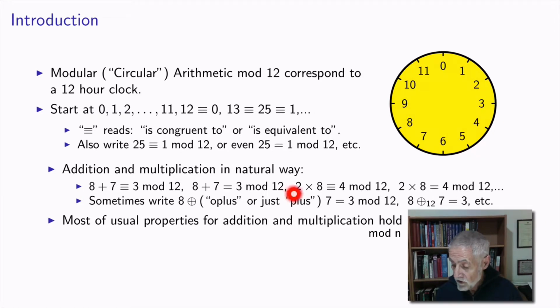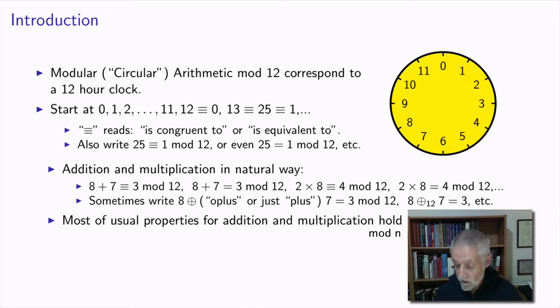And 2 times 8 is congruent to 4, modulo 12. Well, 2 8s are 16, and 16 is 12, which takes us back to 0, plus 4. And sometimes we'll write, consistent with our previous notation, that 2 times 8 is equal to 4, modulo 12.